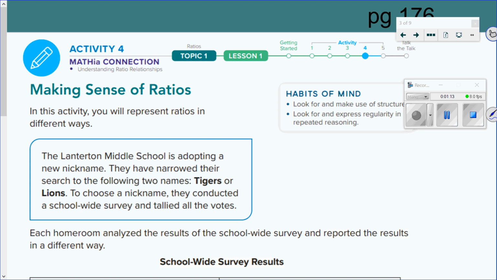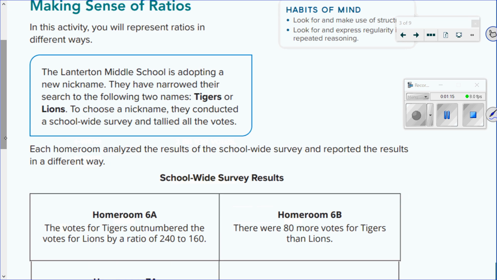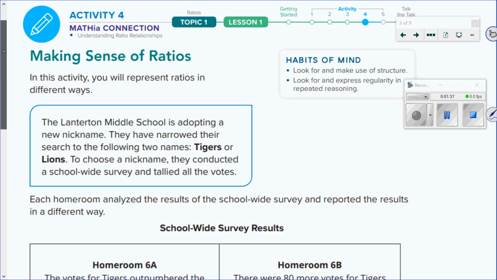Okay, so making sense of ratios. In this activity, we're going to represent ratios in different ways. The ratios that we did last time, we're now going to start looking at putting into different formats. Lantertown Middle School is adopting a new nickname. They've narrowed it down to 2 choices, the Tigers or the Lions. Page 176, I believe it is. Yes.